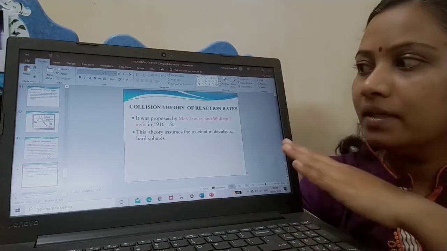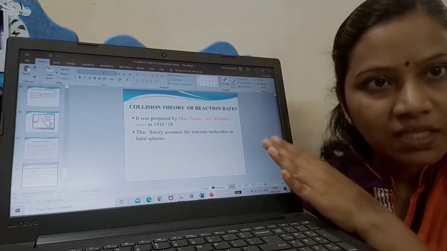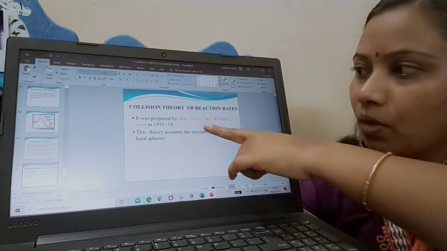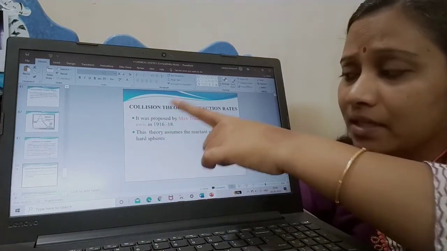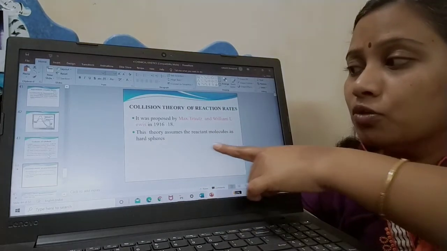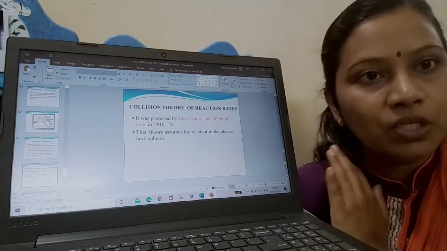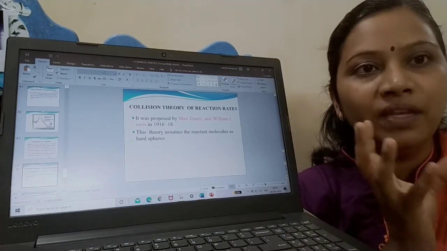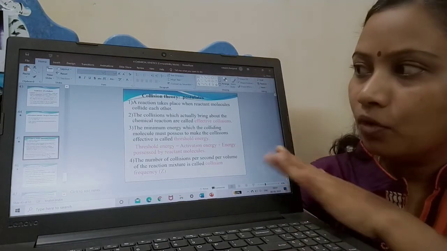Now, collision theory is not there for the final exam, so I am just giving you an outline about collision theory. Collision theory was proposed by Trautz and Lewis in 1916 to 18. What does this theory assume? This theory assumes your reactant molecules to be hard spheres. So as per collision theory, your reactant molecules behave like very hard spheres. What are the postulates of the theory? See, there are 4 postulates.